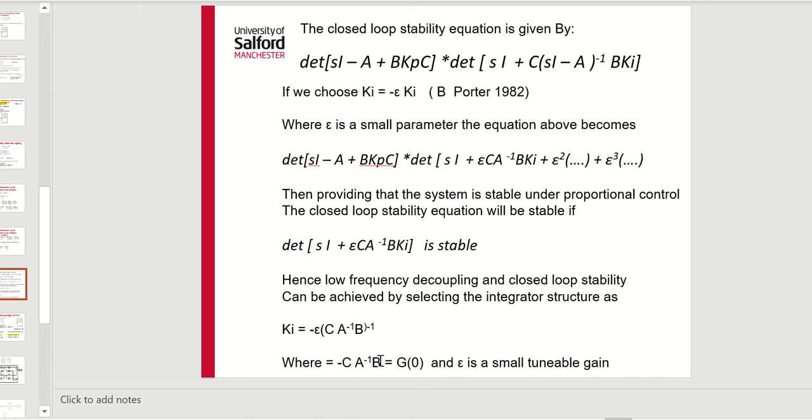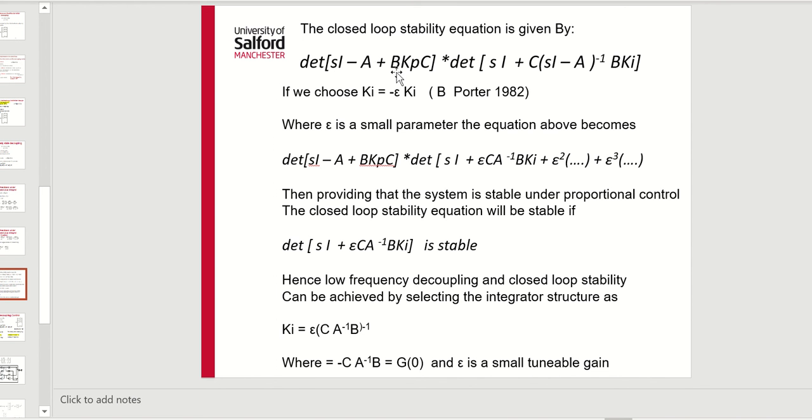Now we know that minus CA to the minus 1 B is actually G naught, which is used in this relative gain range things. So if we choose Ki equal to G naught to the minus 1 times a little gain, then we will achieve stability in the closed loop system. We probably don't need that sign there either. So Ki is epsilon CA to the minus 1 B, which is epsilon G naught to the minus 1, and this gives us then the thinking behind designing the controller structure Ki. It's simply some gain times G0 to the minus 1.